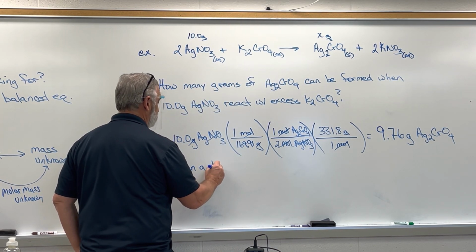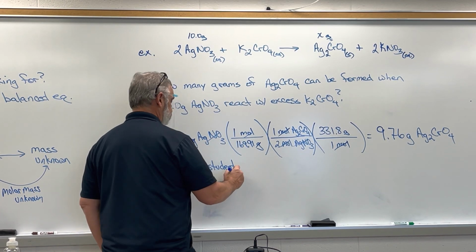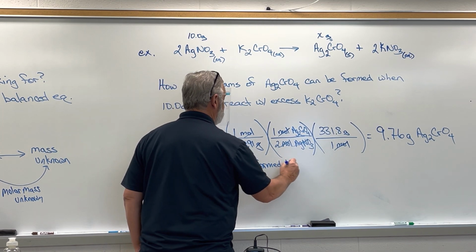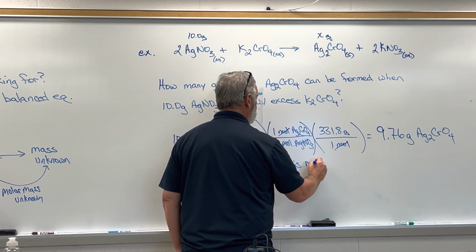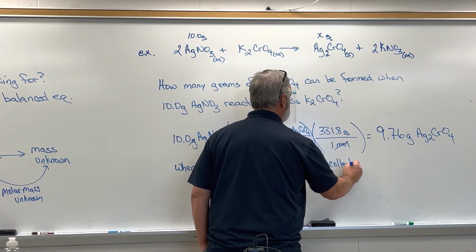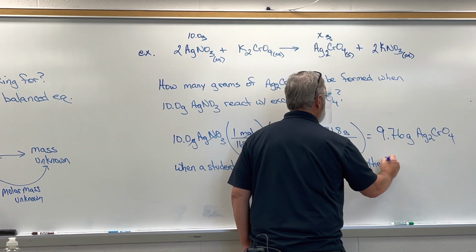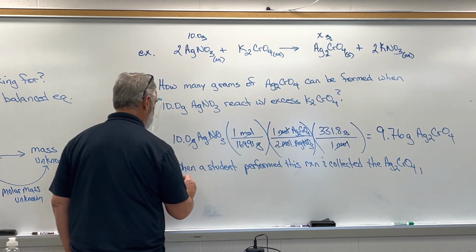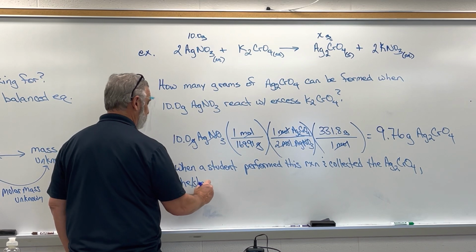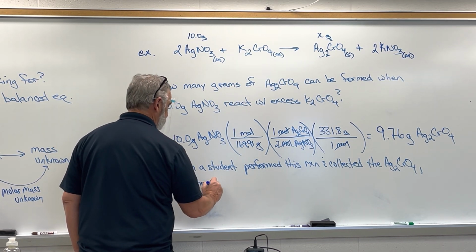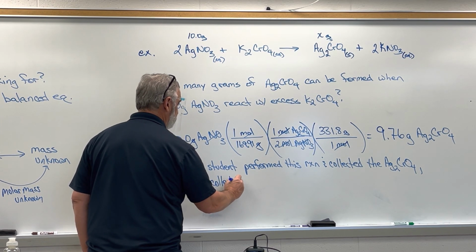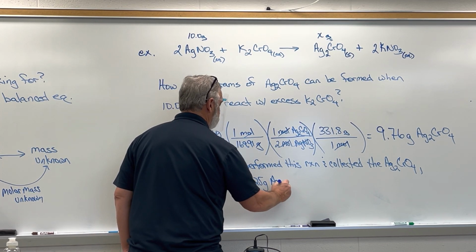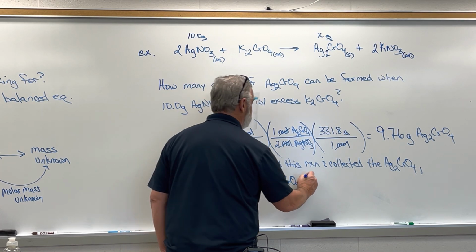So let's just say when a student performed this reaction and collected the Ag2CrO4, I don't want to say he or she, it doesn't matter, collected 9.25 grams. What is the percent yield?